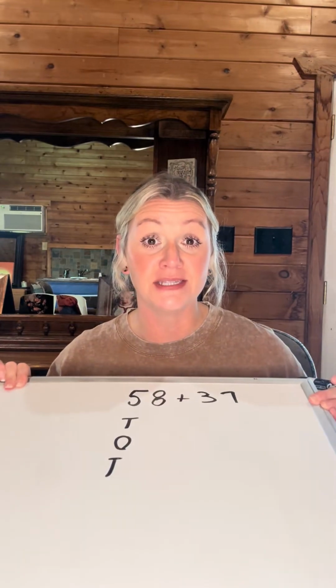So I want to show you what that looks like and how we came up with a cutesy name for it and what we did with it. So hang on one sec. Okay, so this is a very simple equation. This is just a 2-digit plus 2-digit. So we've got 58 plus 37.